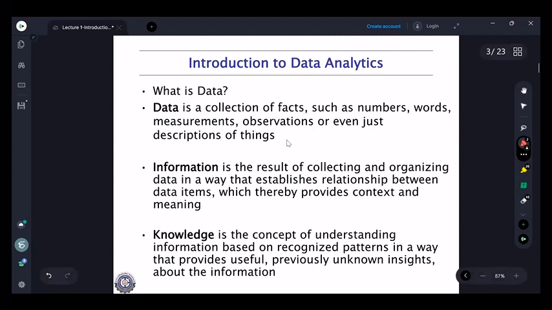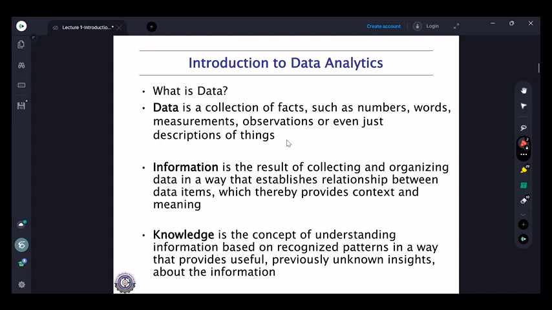So this is the data. Data is the fact, and it is actually not useful by itself, only just facts, like numbers, words, letters. Before we proceed, we need to analyze.